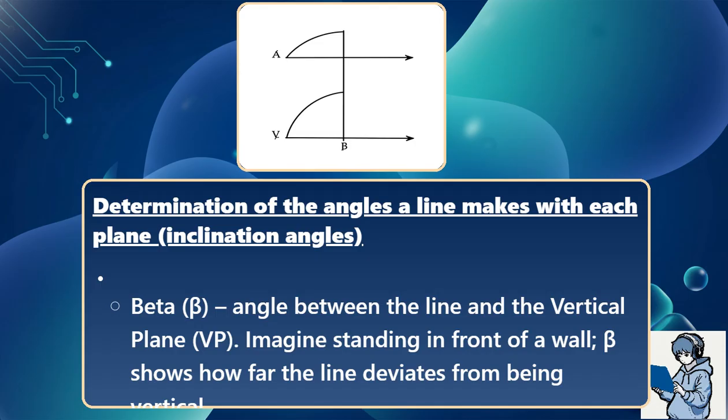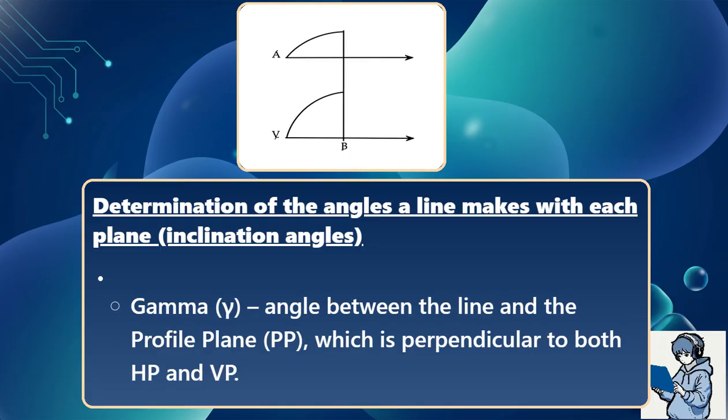Beta, angle between the line and the vertical plane, VP. Imagine standing in front of a wall. Beta shows how far the line deviates from being vertical. Gamma, angle between the line and the profile plane PP, which is perpendicular to both HP and VP.